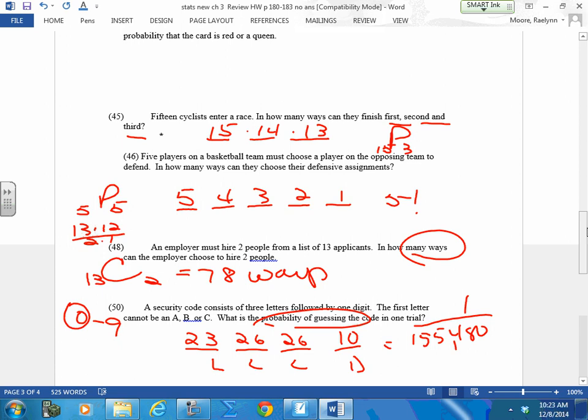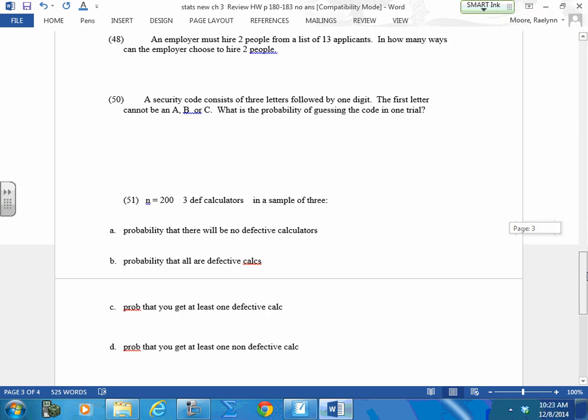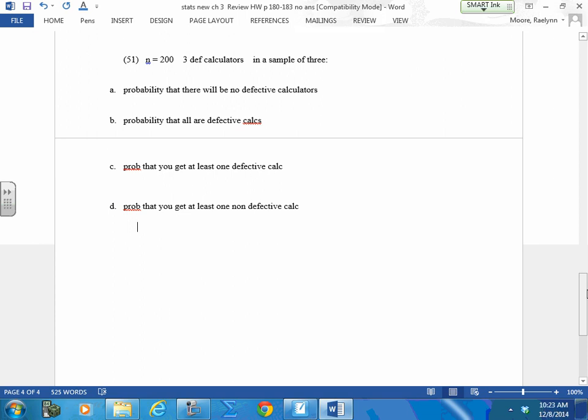Okay. Here comes your favorite, defective things. You might see this kind of problem again. Defective, not good, like something's wrong with it. Out of 200 calculators, I have 3 defective calculators. The calculators look the same. Right, so does it matter what order I pick anything up in? No. So right away I know I've got combinations. And I want to pick a sample of 3 of those calculators. Find the probability that there will be no defective calculators.